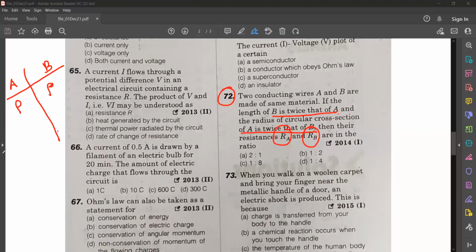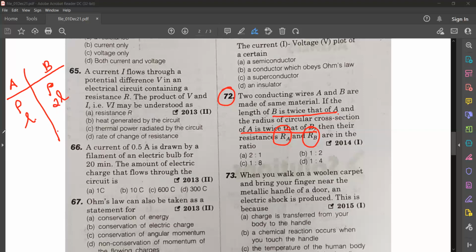Now listen, the length of B is twice that of A. So here it is L, and here it is 2L. If the length of A is L, then the length of B is 2L.